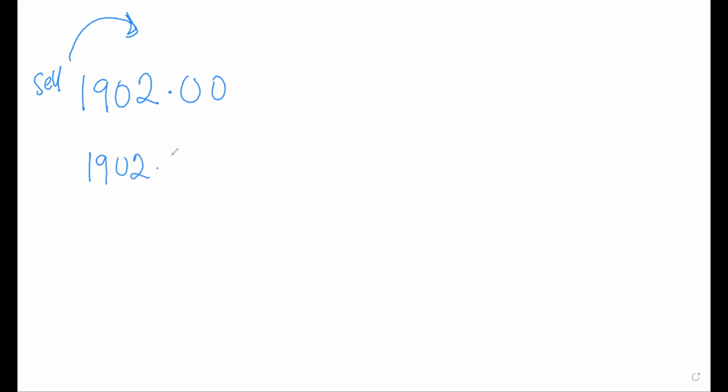So the entry is what? 1902.00. Now, think about it. Remember it says sell, so that means the stop loss needs to be higher. You need to add to it. So if it is a 5 pip stop loss, for instance, it's going to be what? 1902.50, right? 5 pips. If it's a 10 pip stop loss, it's going to be what?